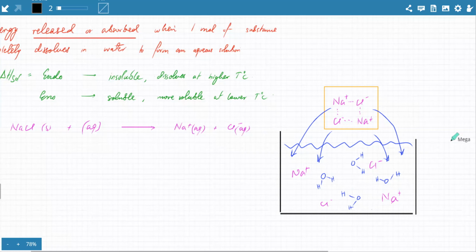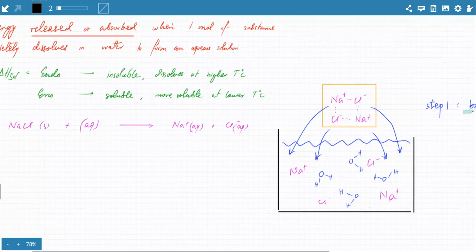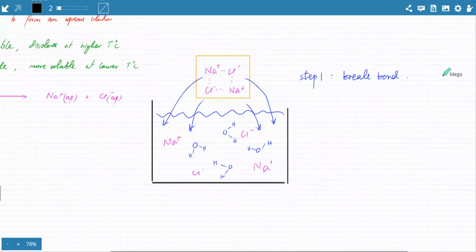So step one, you're going to break bonds. When you try to dissolve a salt or any compound, you break bonds. You break the attractive forces that are keeping it in solid or liquid state or whatever state it is in. And so when you break bonds, is it endothermic or exothermic? I mean, the first part, is it endo or exo? You're trying to break the lattice.